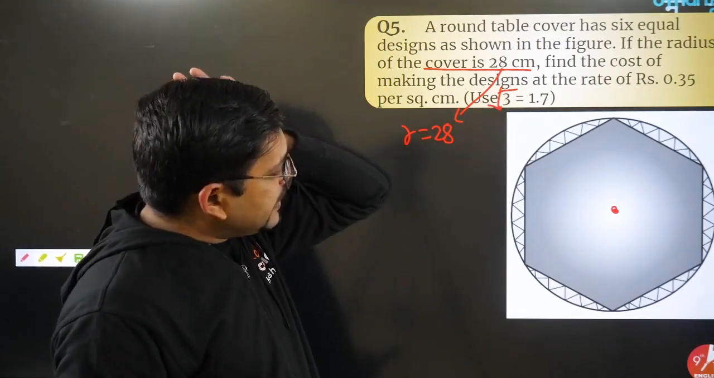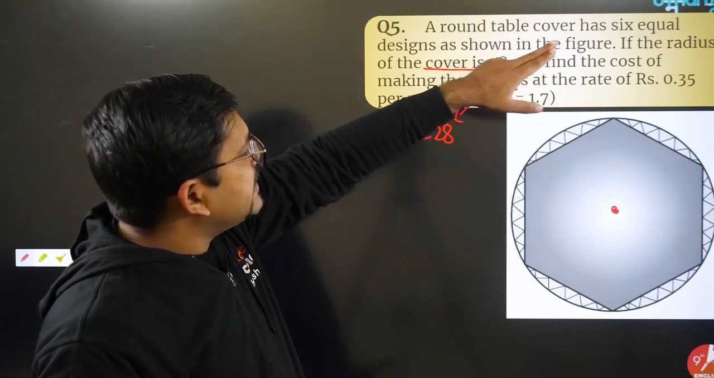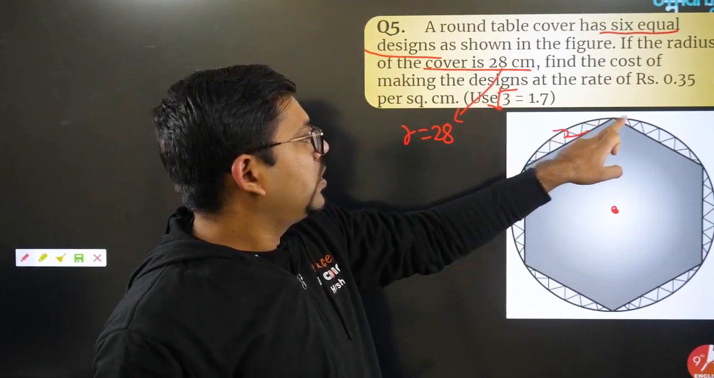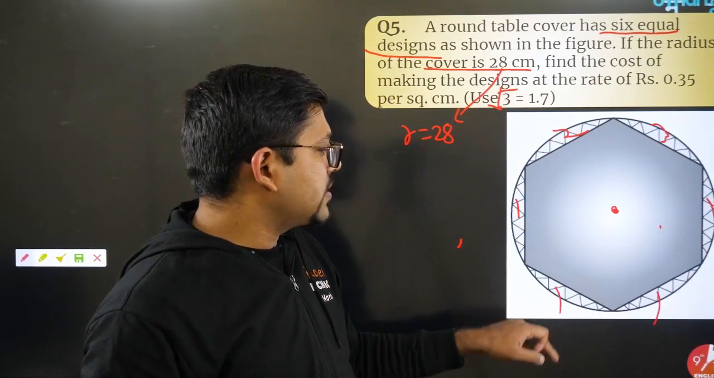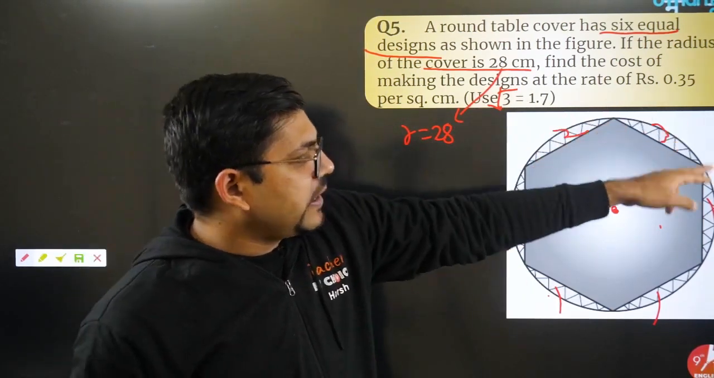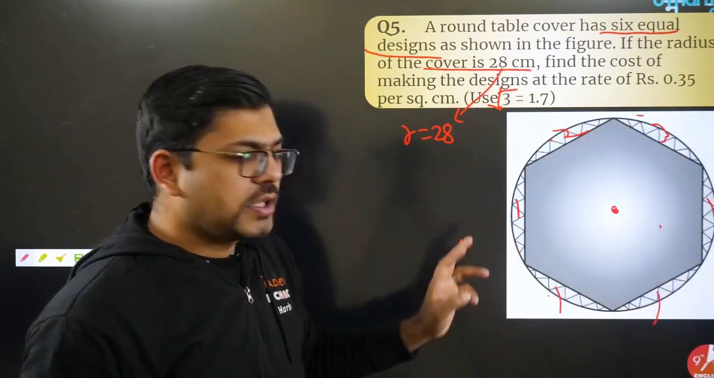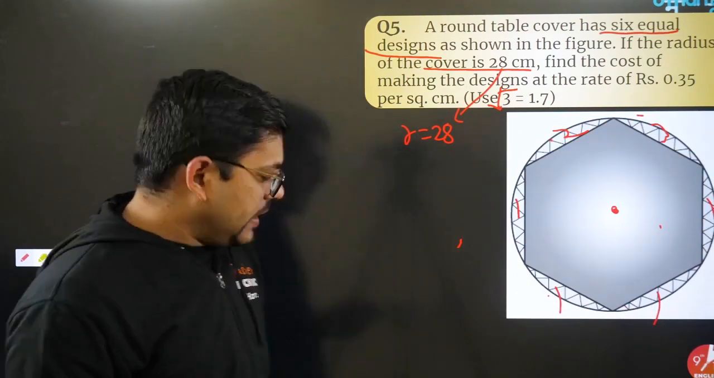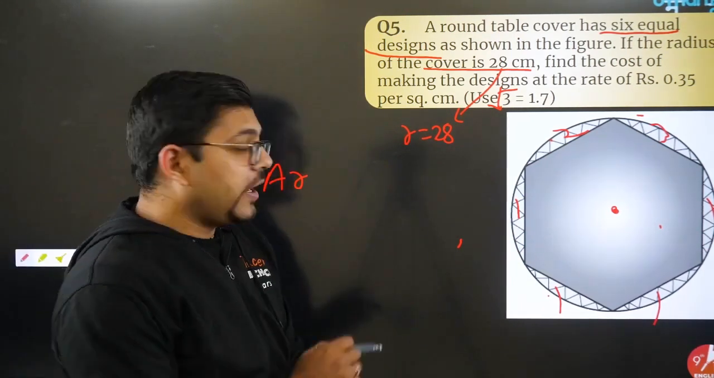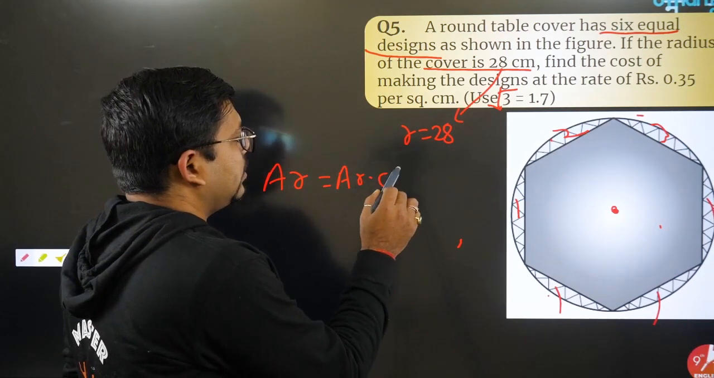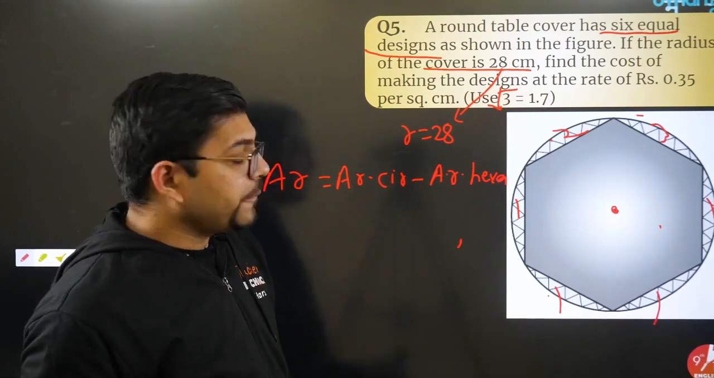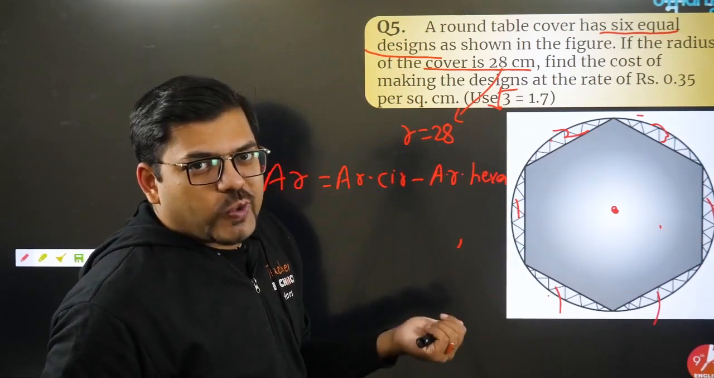So the question says that a round table has 6 equal designs. Now the 6 equal designs it is talking about are these: 1, 2, 3, 4, 5 and 6. So we have to find the area of this design. I hope from the figure you are able to understand that the area which we have to find is nothing but area of circle minus area of hexagon. Area of circle everyone knows, pi r square.